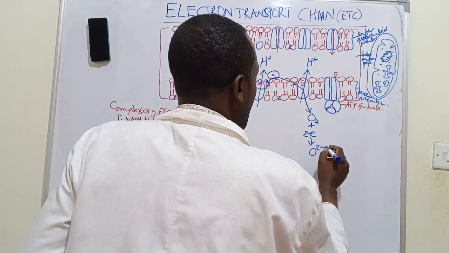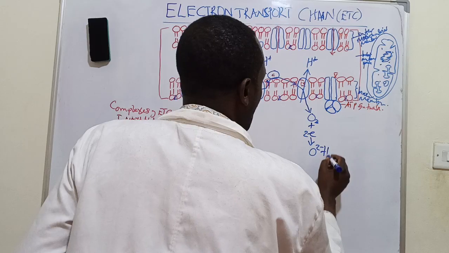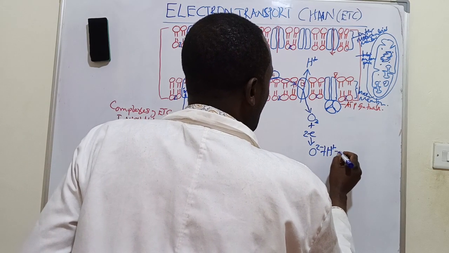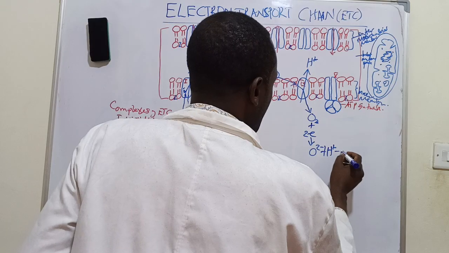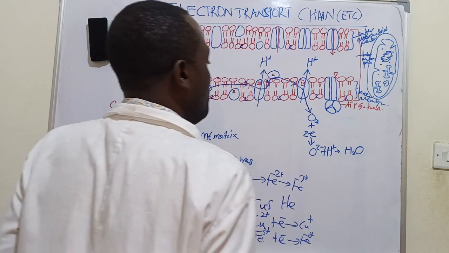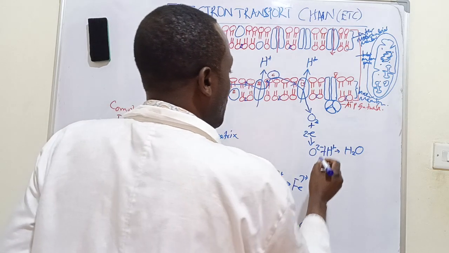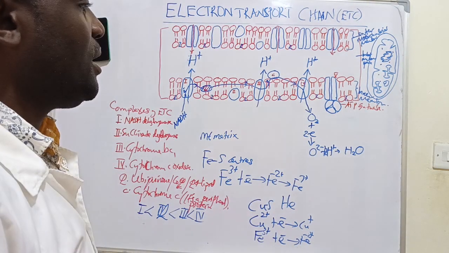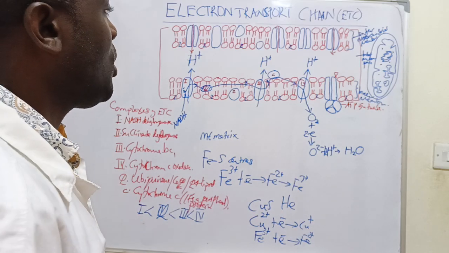Now these oxides can react with the protons in the matrix to form water. We can form metabolic water there. We balance the equation by putting a 2 here, and now our equation is balanced. We are forming water.